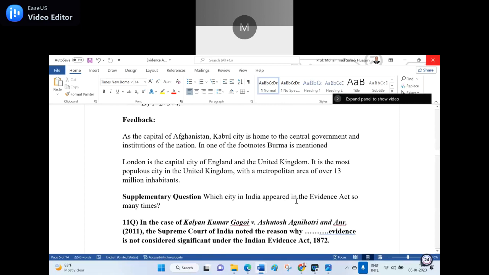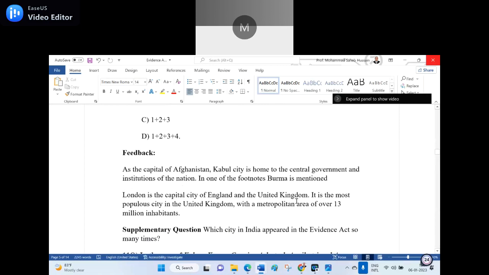Okay, supplementary question. Which city appeared in the Indian Evidence Act so many times? Delhi, New Delhi. London, sir. Yes? London, sir. New Delhi, sir. Wrong. Where did the British come to? Bengal, West Bengal. Did you say West Bengal or Calcutta? Calcutta, sir. Calcutta is used so many times in the Indian Evidence Act.